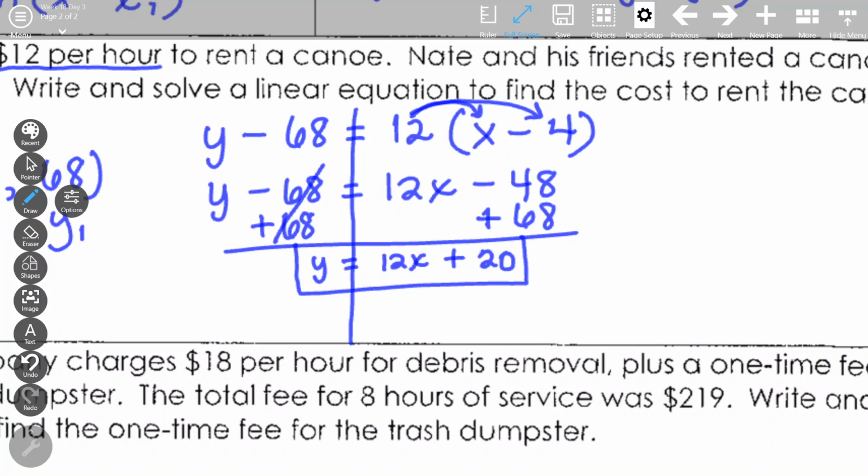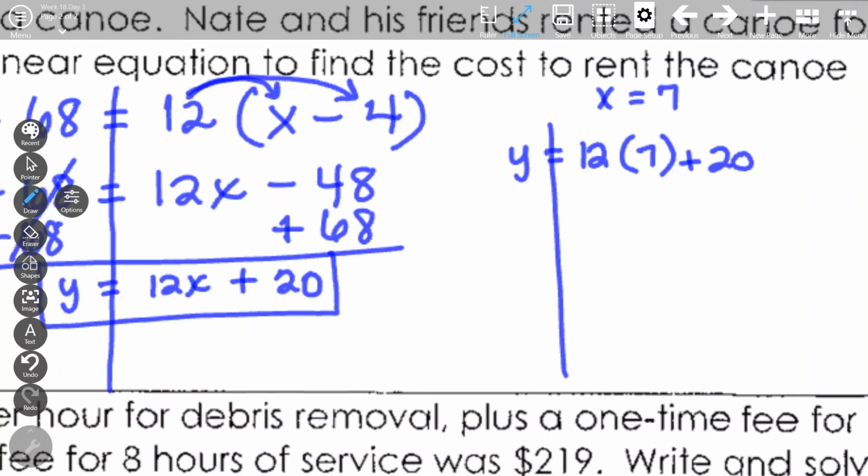linear equation, all right? Now, what we need to do at this point, it says, how much is it going to cost to rent the canoe for 7 hours? 7 hours, all right? So what you have to do is, in place of the x, we've got to put a 7 because they're telling us that's how much it's going to be. 7 hours is what we're wanting to rent it for. So use this equation here. y equals 12, and then keep your 7 in place of the x right here, and then add your 20 to it. Okay, I'm going to move this over a little bit so we can see a little bit better.